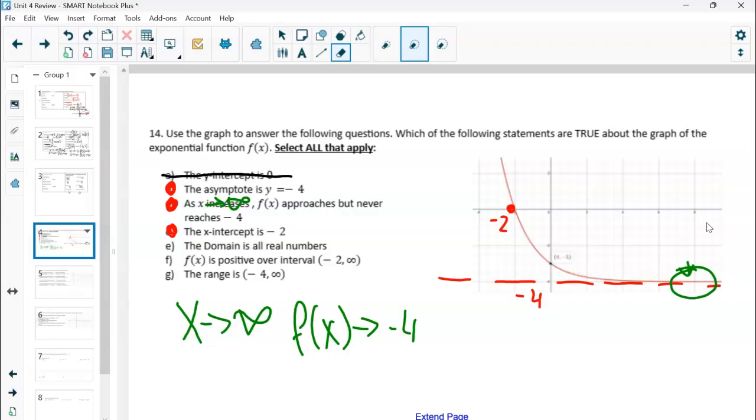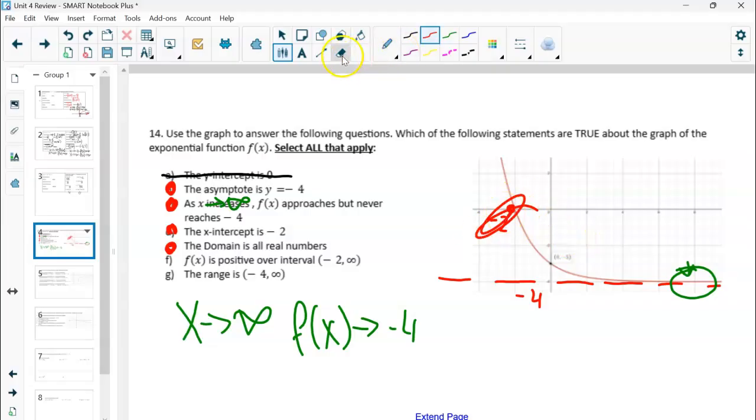Next one, okay, the domain is all real numbers. That's also a correct statement because remember the domain is always all real numbers for an exponential function, so the function can move freely left to right. F of x is positive over the interval of -2 and infinity. All right, let's check that.